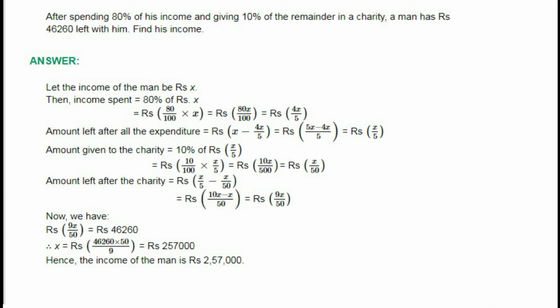So now what amount is left after spending on charity? We deduct x by 50 from x by 5, right? So x by 50 is the amount given to charity, and we deduct this from the amount left after all the expenditure. So the amount left after the charity comes as 9x by 50. So this is the amount left, and this must equal 46260, right? So from this we easily find the value of x as 257000. Therefore the income of the man is rupees 257000.